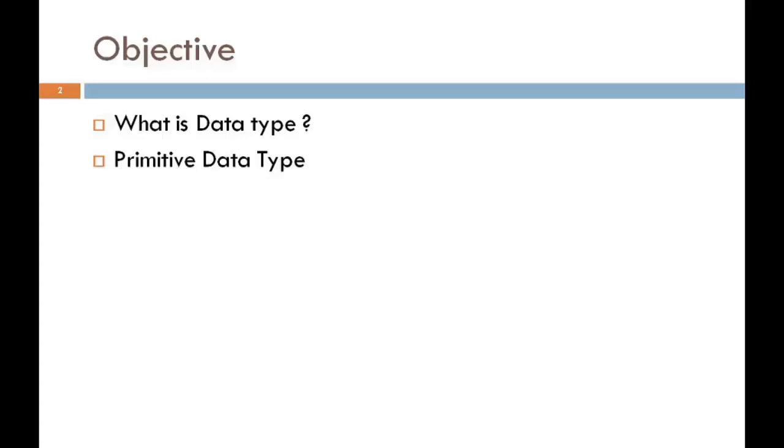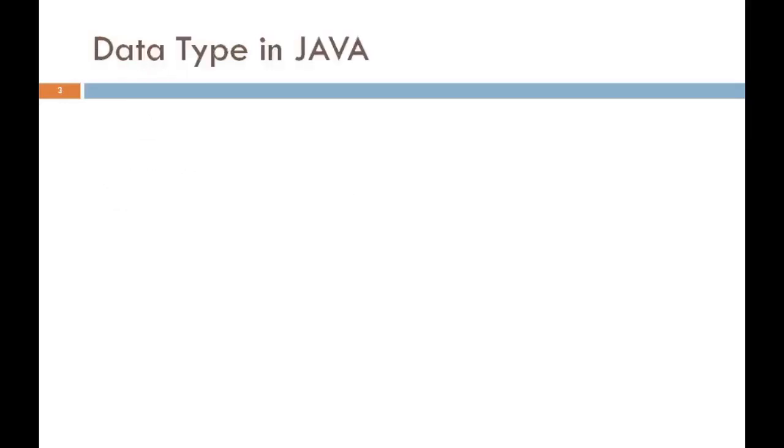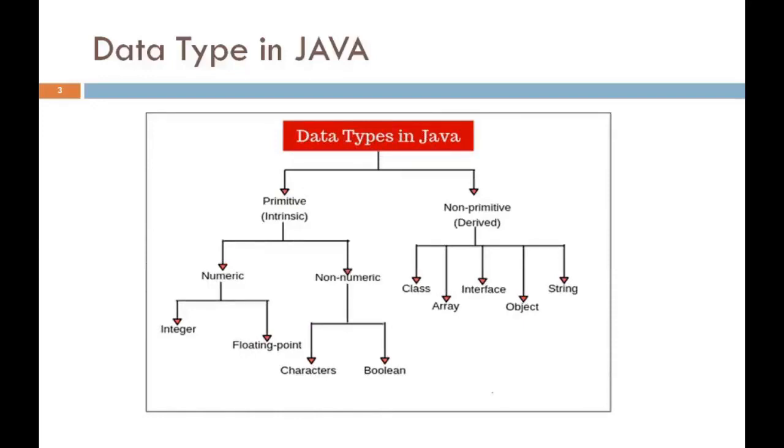Java has two types of data types. The first one is primitive data type and the second one is non-primitive data type. In this session, we will discuss primitive and non-primitive data types in detail. Data types are classified into two categories in Java. The first one is primitive and the second one is non-primitive. Primitive again has two parts. The first one is numeric and the second one is non-numeric.